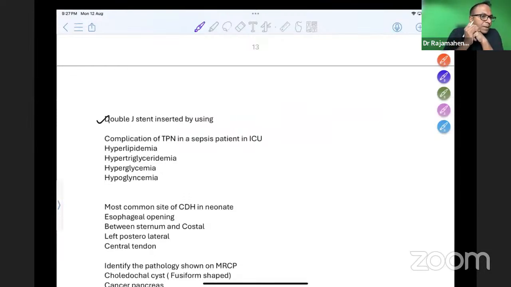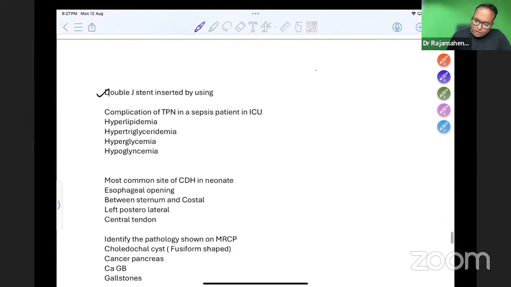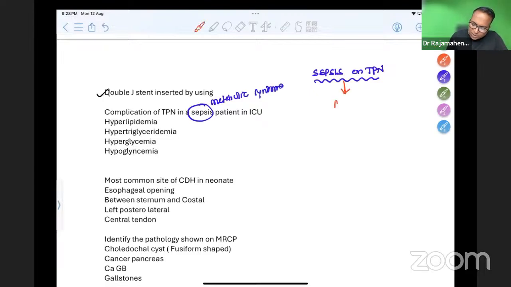On TPN with a metabolic syndrome in a surgery ICU patient, what will be happening? So this is a simple question. When a patient is in sepsis, on TPN, this is a repeat MCQ we have discussed very classically in our classes. A patient who is having sepsis, and sepsis is nothing but a metabolic syndrome. The patient is having a metabolic syndrome, maybe metabolic alkalosis or acidosis. The first important reflection is on blood sugar.